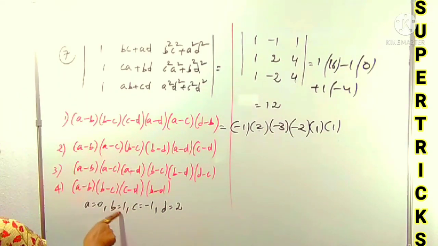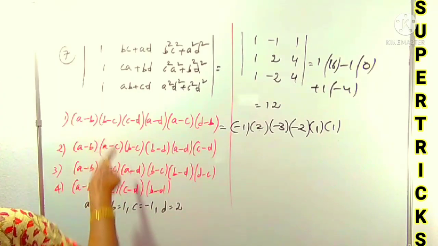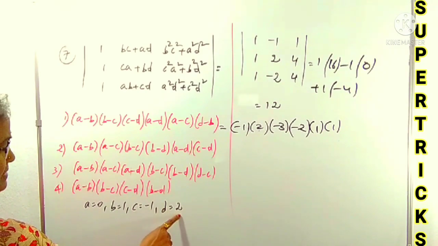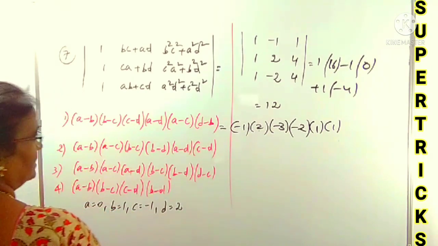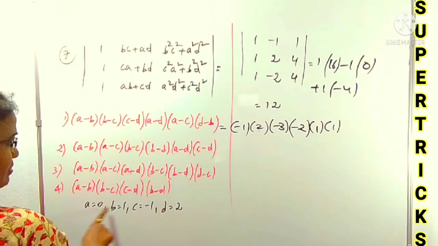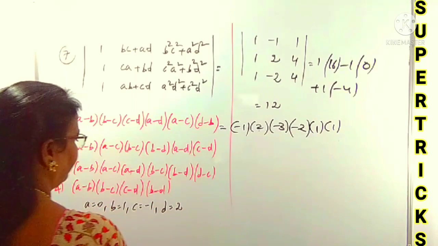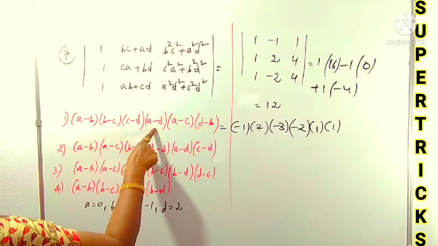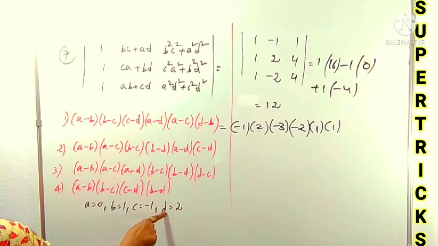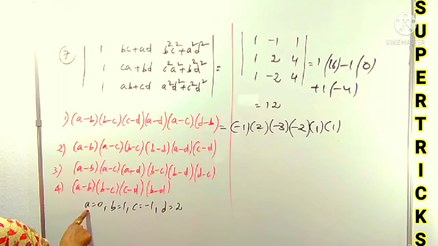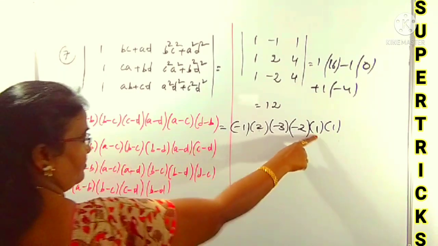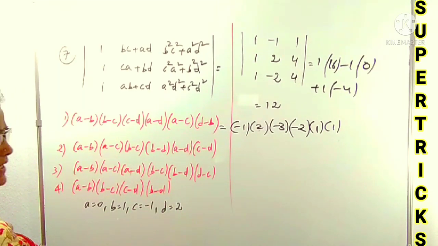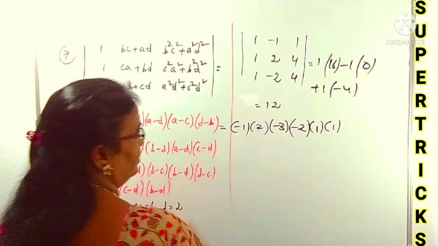A minus B, 0 minus 1 is minus 1. Next B minus C, 1 plus 1 is 2, right? C minus D, minus 1 minus 2, minus 3, right? Now A minus D, 0 minus 2 is minus 2, right? Next A minus C, 0 minus 2 is minus 2 here. A minus D is minus 2, right? A minus C, A is 0, 0 minus 1 minus, plus 1, yes 1. Next D minus B, 2 minus 1 is 1. Therefore, this resultant value is minus 12.